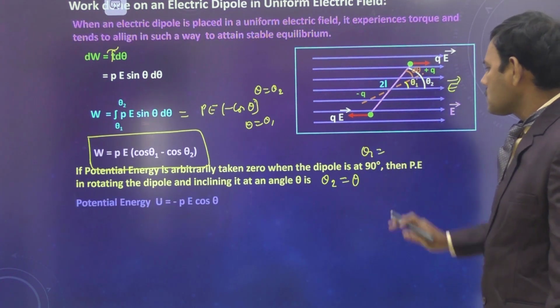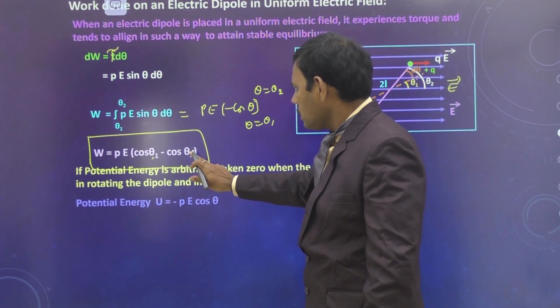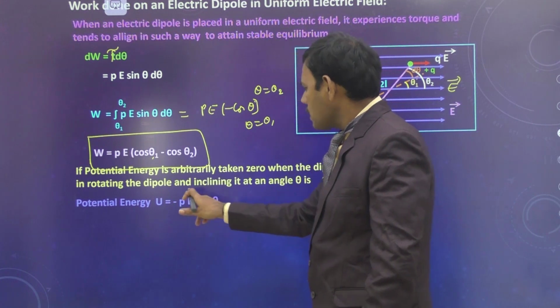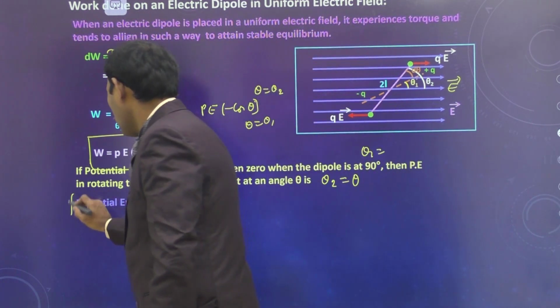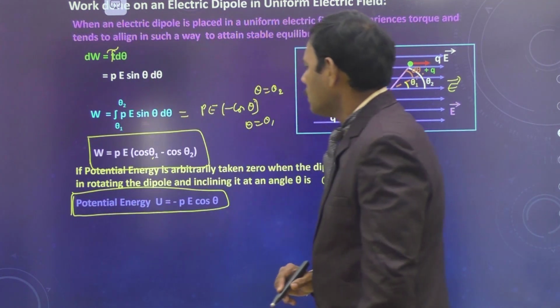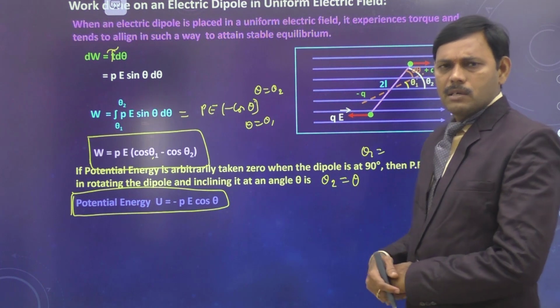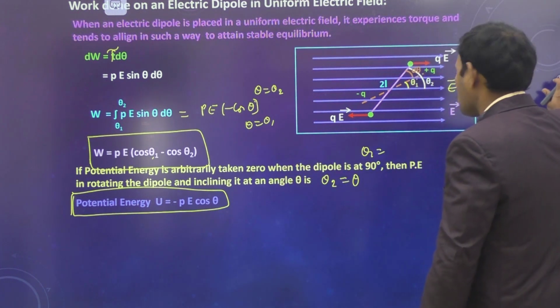Then substituting these conditions in the above formula, theta 1 is 90, cos 90 is 0, theta 2 is theta, so we get minus PE cos theta. This is one more important expression of the dipole in a uniform electric field. The potential energy of the given dipole in a uniform electric field is minus PE cos theta.